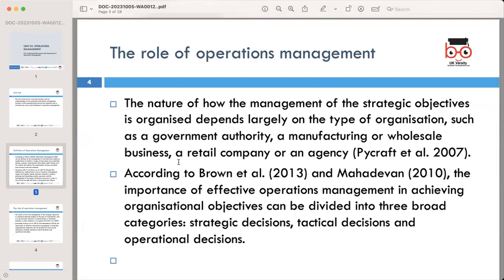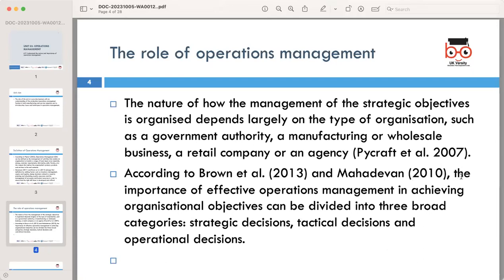Yes. Okay, the role of operation management: the nature of how the management of the strategic objectives is organized depends largely on the type of organization, such as a government authority, a manufacturing or wholesale business, a retail company, or an agency. Okay, this is another way to write and reference. Like a writer's name within brackets at the end of the paragraph, you can write like this, or with inverted commas.